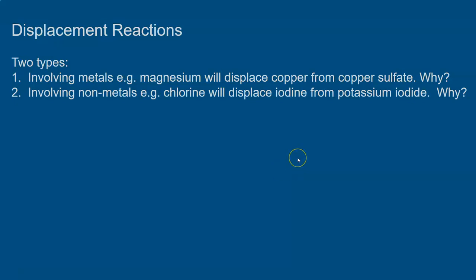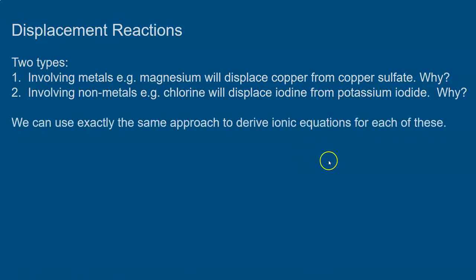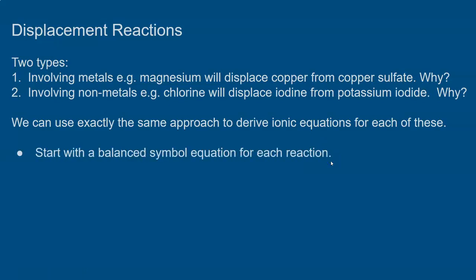And the other ones we need to look at are non-metal displacements. Chlorine is more reactive than iodine, so we'll kick it out from potassium iodide. And you can use exactly the same approach, starting with a balanced symbol equation. So for the first one, it would be Mg plus CuSO4 going to, etc. You can write that yourselves.